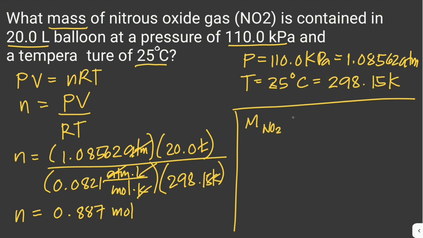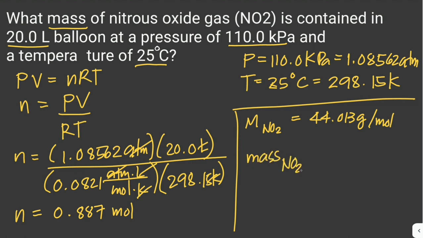And now to solve for the mass of nitrous oxide, let's get the molar mass of NO2 first. So the molar mass of NO2 is 1 mole of nitrogen and 2 moles of oxygen, 16 times 2, 32, plus 14. This is equal to 44.013 grams per mole.